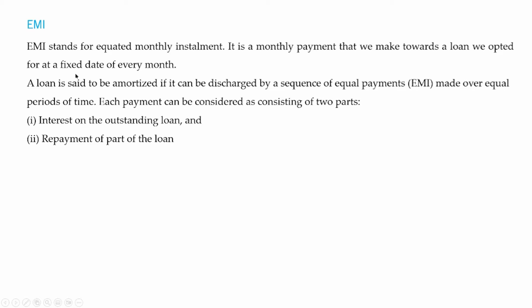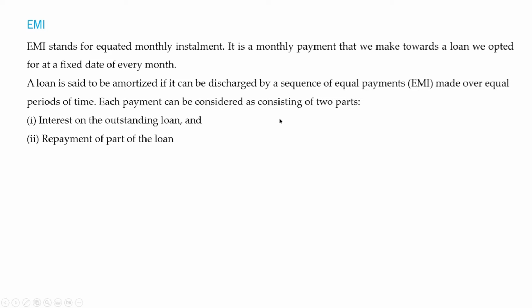The amount for which we take loan is called the amortized amount. We say a loan can be amortized if it can be discharged by a sequence of equal payments. Now this sequence of equal payments is nothing but EMI that is made over equal periods of time, that is every month. Now each payment can be considered as consisting of two parts. One is interest on the outstanding loan and the other is repayment of part of the loan.